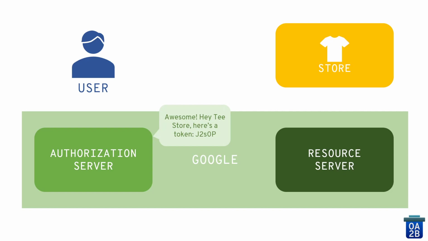Now, did you just see what happened? You authorized the t-shirt store to access your information from Google. Google asked you if it's okay, and you granted Google permission to let the t-shirt store access whatever data Google has about you on their resource server. So as a result of this, Google will now give the t-shirt store a little token as proof of this authorization, so that later on we can verify that this authorization really did happen.